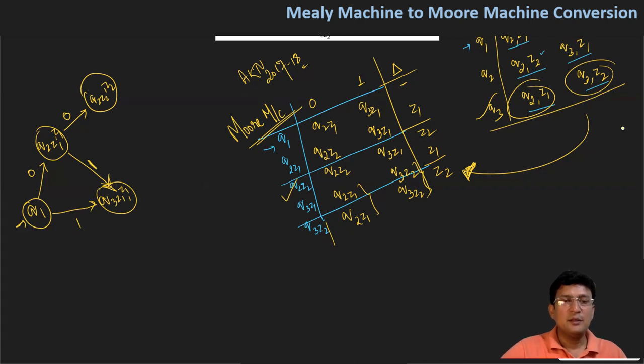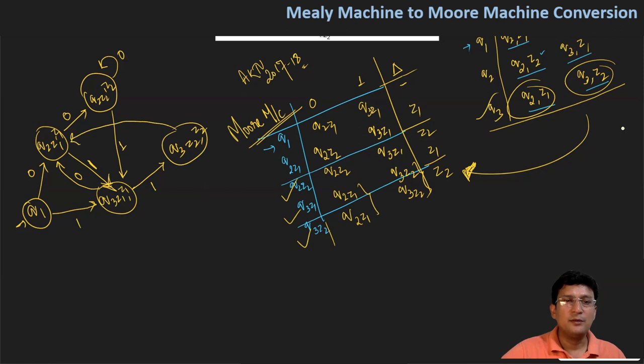Referring to this row, Q2 Z2 on getting the input 0 remains at itself, and on getting 1, it goes to Q3 Z1. Now the Q3 Z1 state goes to Q2 Z1 on getting a 0, and on getting 1, it goes to Q3 Z2. There is another state, Q3 Z2, which produces the output Z2. Q3 Z2 on getting 0 goes to Q2 Z1, and it remains at itself on getting the symbol 1. So this is the Moore machine for the given Mealy machine.